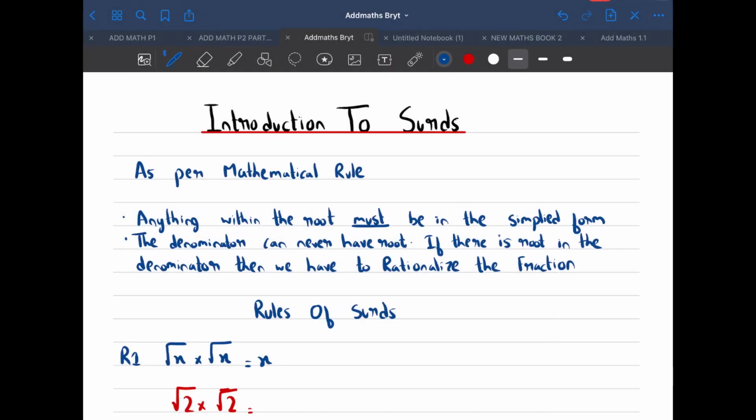Hi guys, in this lesson I'm starting the other part of this chapter, that's Surds. And in this lesson I'll be giving you an introduction to Surds.